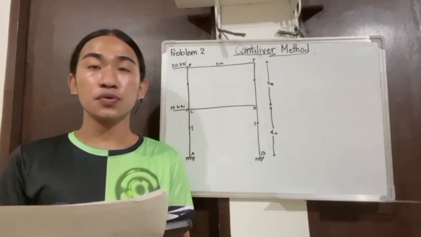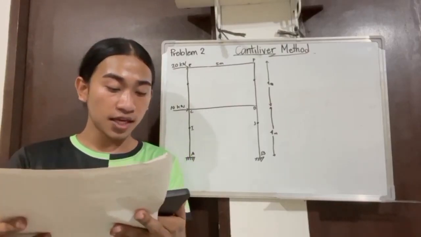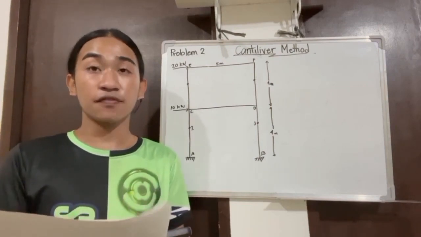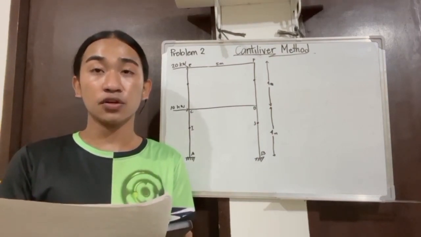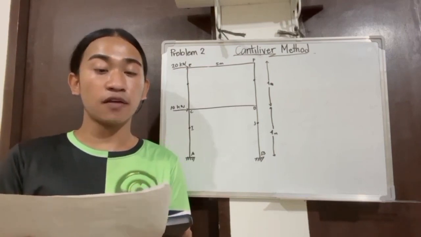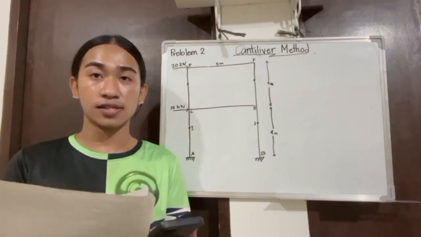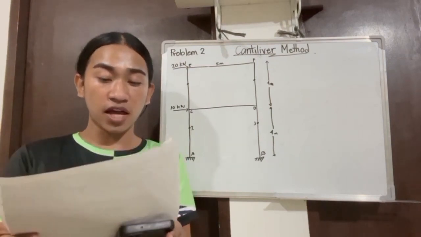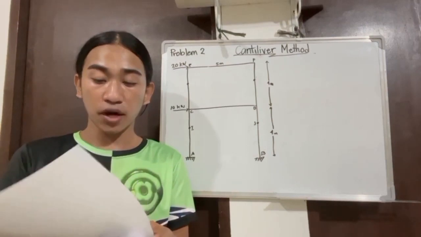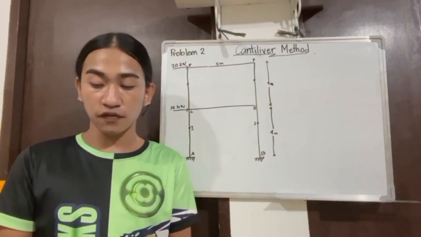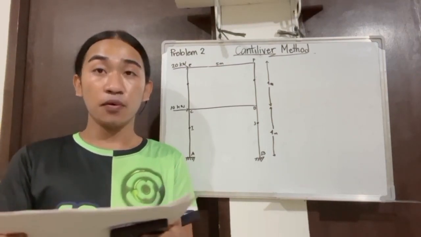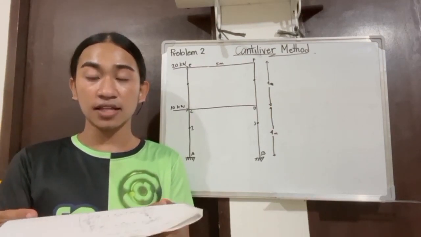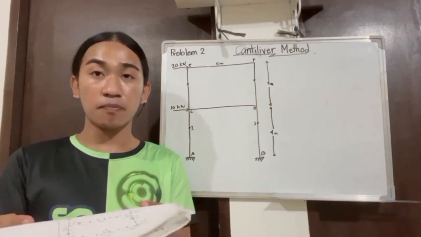Problem number 2, using the cantilever method on a single bay, 2-story frame. Analyze the frame using the cantilever method. The columns are assumed to have equal cross-sectional areas. Assumption: the points of contraflexure, or points of inflection of the moment diagram, in both the vertical and horizontal members are located at the midpoint of each member.